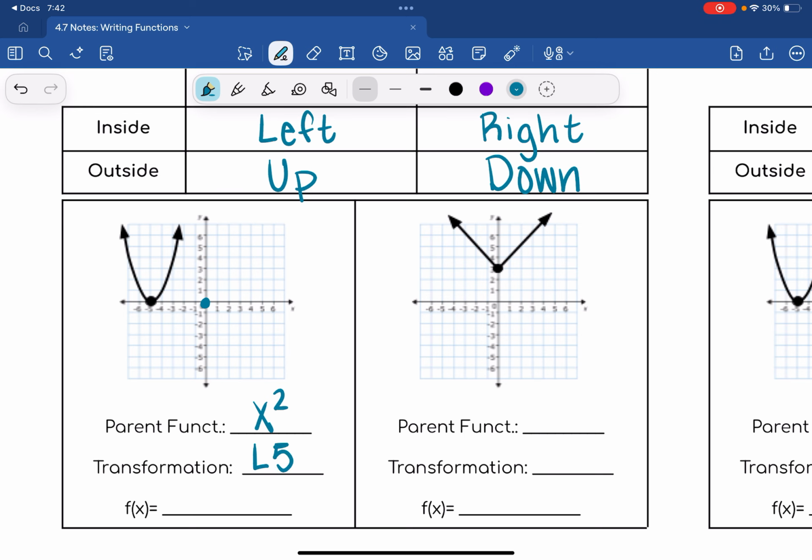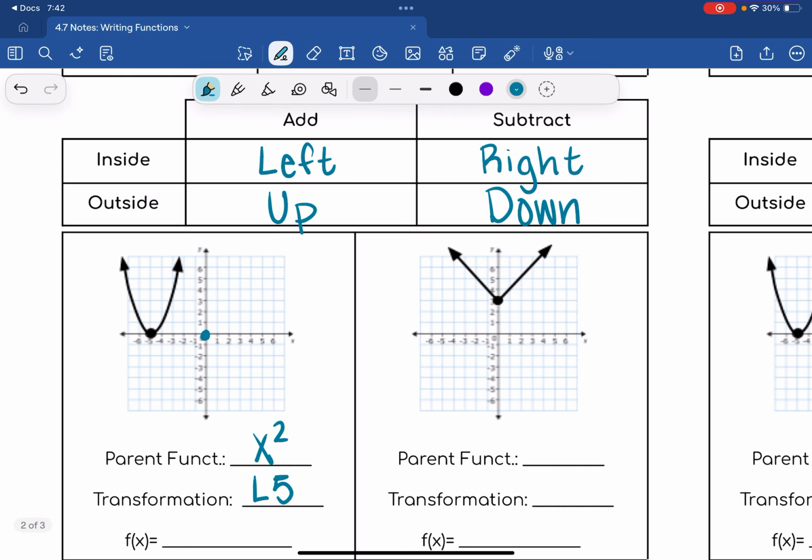And then I can use my table to work backwards and say, well, if I want my function to have moved left 5, that means I needed to have added inside. So I'm going to write my function in parentheses. I'm going to add that 5 inside. I'm going to close parentheses and then put my squared on.